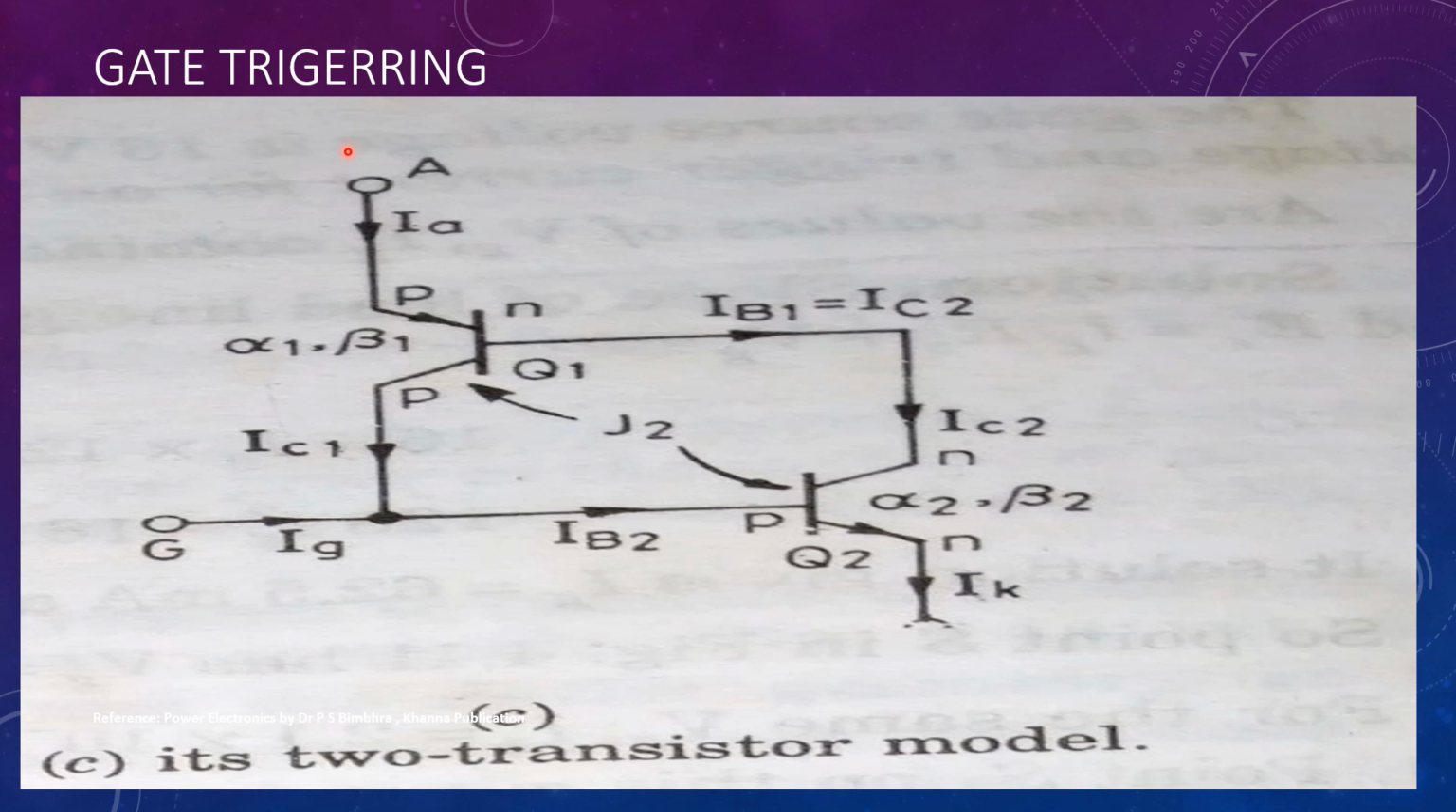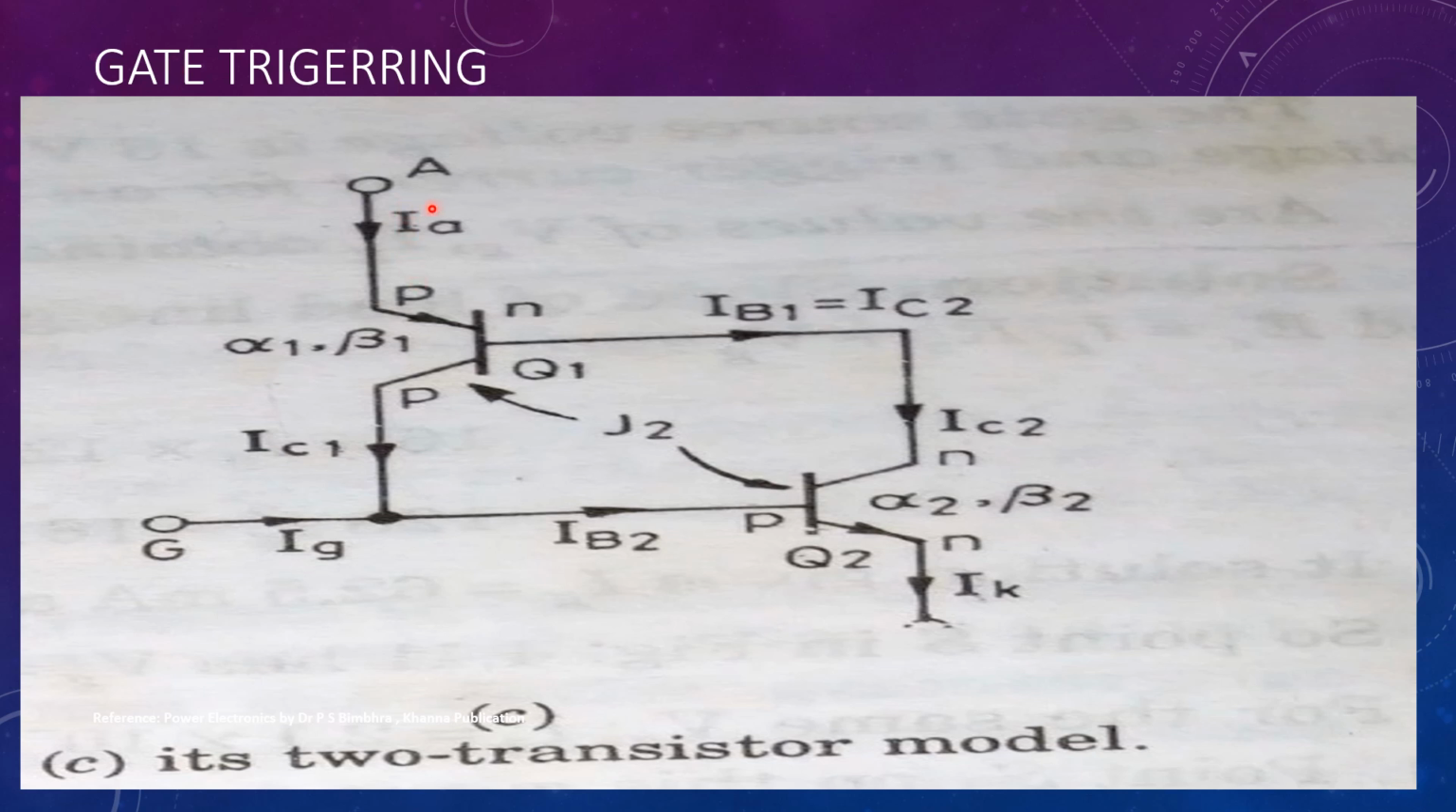In the two transistor analogy, we learned two important conclusions. With the anode positive with respect to cathode and zero gate current, the anode current is very small, somewhat greater than ICBO1 plus ICBO2. In order for the thyristor to turn on, we learned that the values of alpha 1 plus alpha 2 should increase and the sum of alpha 1 plus alpha 2 should reach unity.